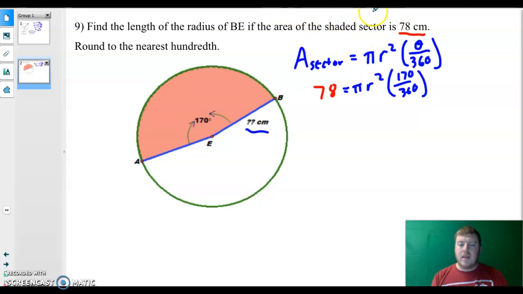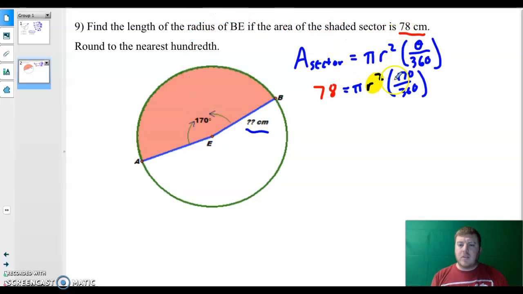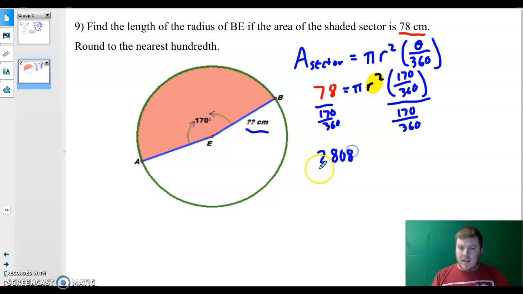So what I want to do is solve for my variable r now. So I need to get that r squared by itself. The first thing I'm going to do is divide everything by 170 over 360. That way I can clear that out. And when I divide that, I'm just going to leave it as a fraction so I don't have to worry about decimals or rounding right now. But that's going to give me 2,808 over 17 equals pi r squared. And again, I want to avoid changing it to a decimal until the very end. That way I don't encounter any rounding errors.